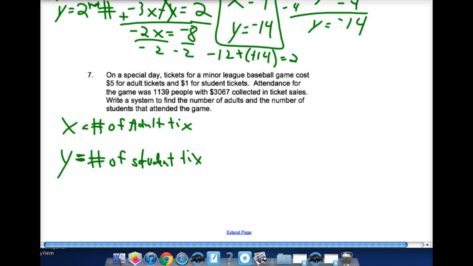All right. So, attendance for the game was 1,139 people with $3,067 collected in ticket sales. Who can write the first equation?